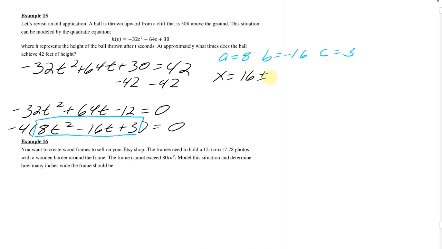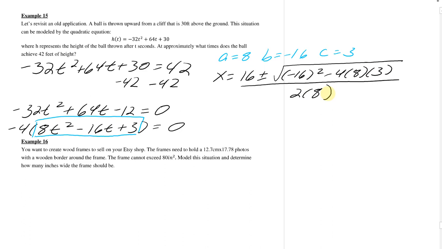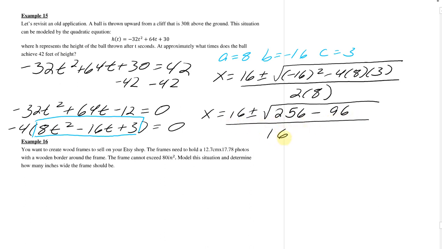So this will be 16 plus or minus the square root of -16 squared minus 4 times 8 times 3, all of this divided by 2 times 8. I just want to point out that the negative of -16 becomes +16, so I wrote +16 here. Now let me see what I can do with this. This will be 16 plus or minus the square root of 256 minus 96, all of this divided by 16.